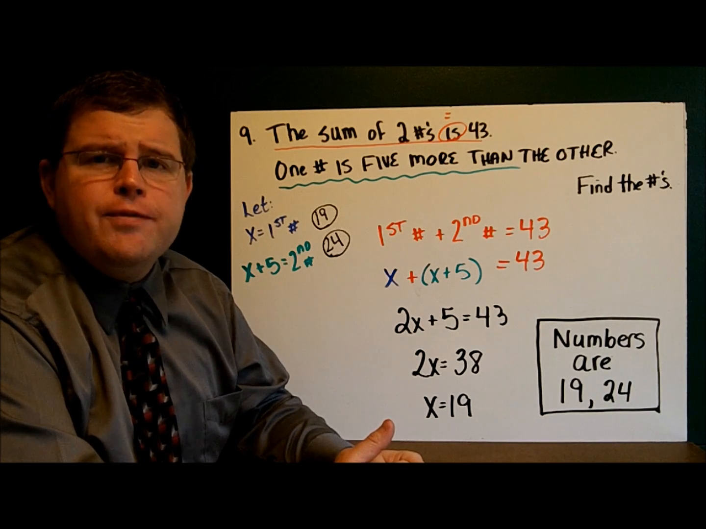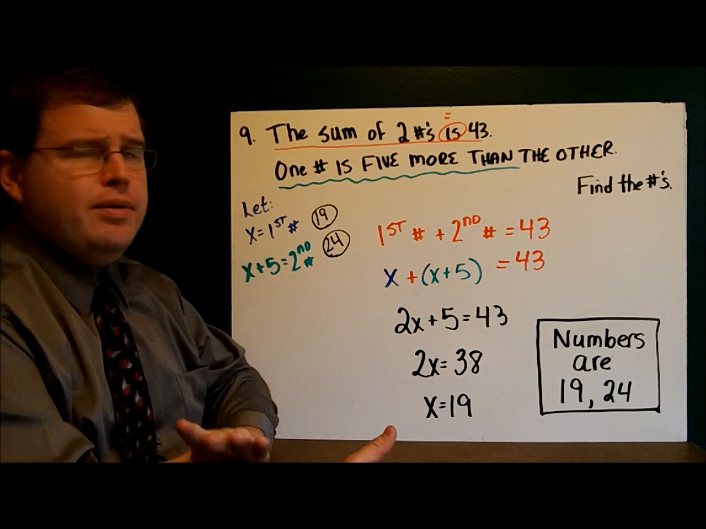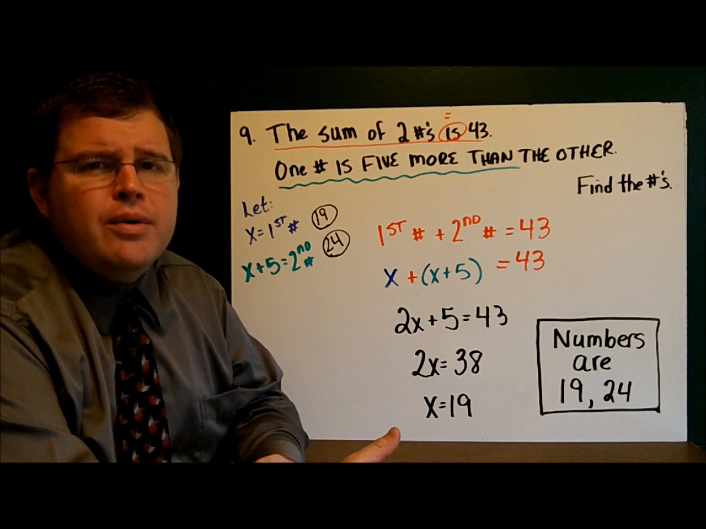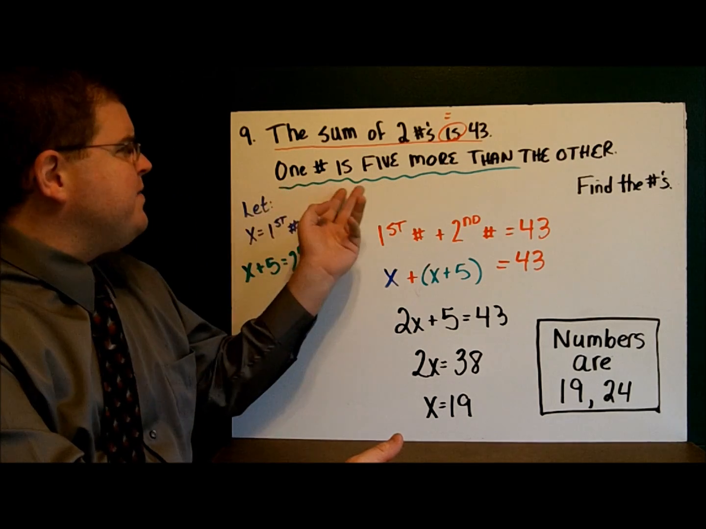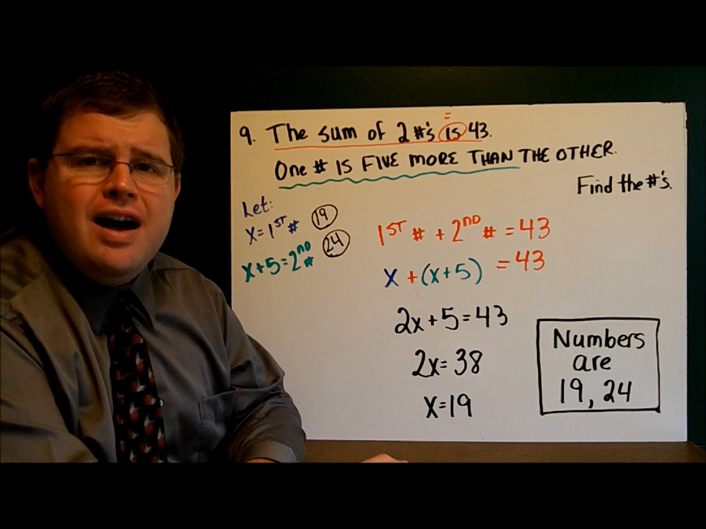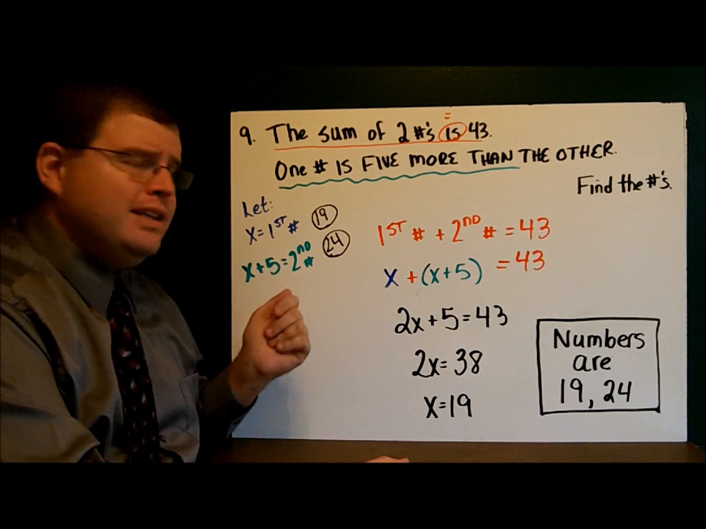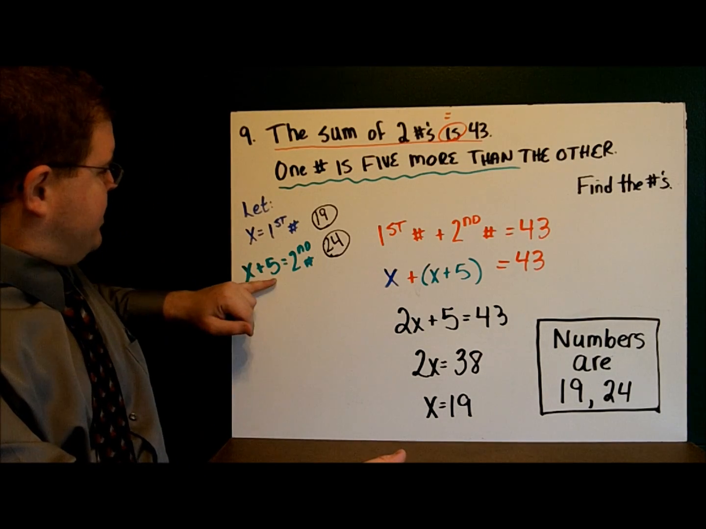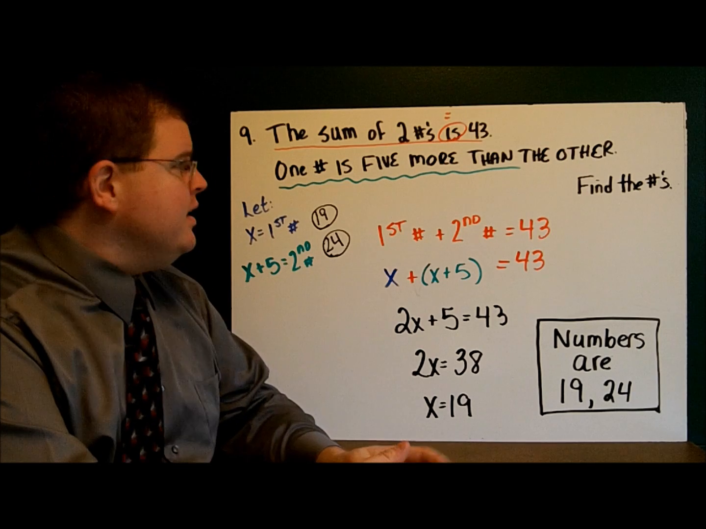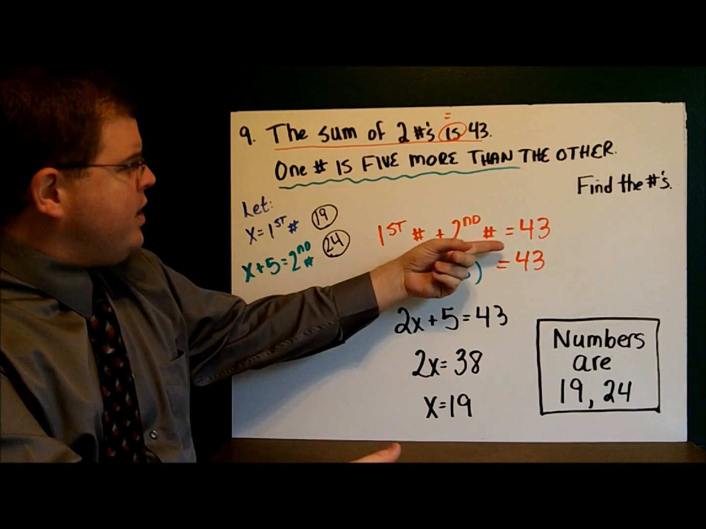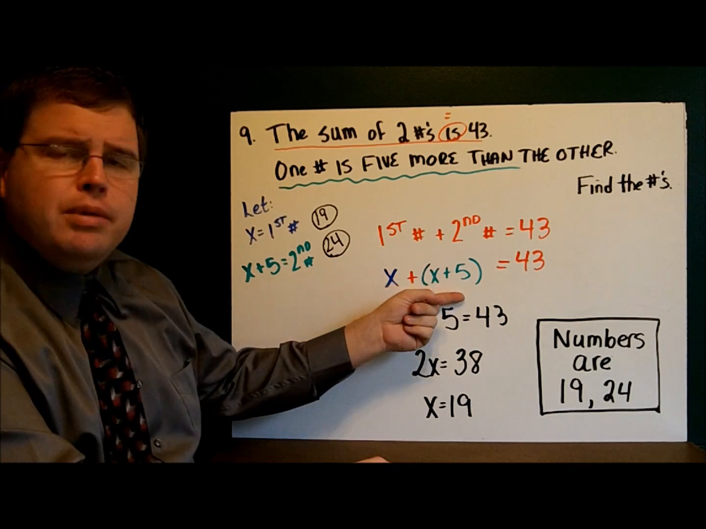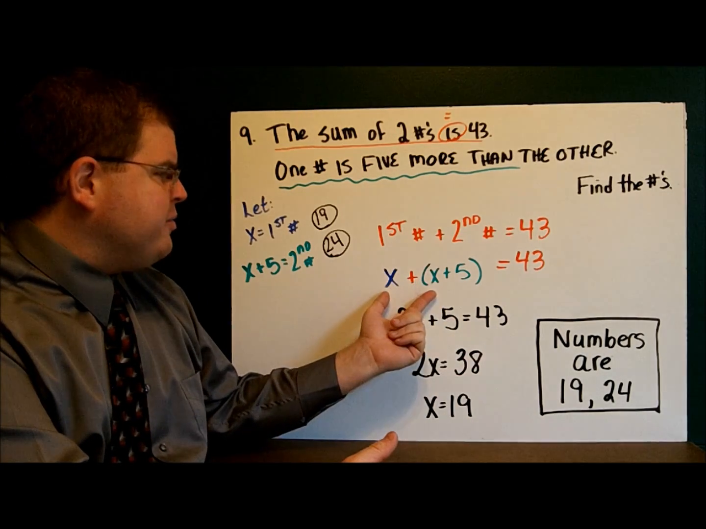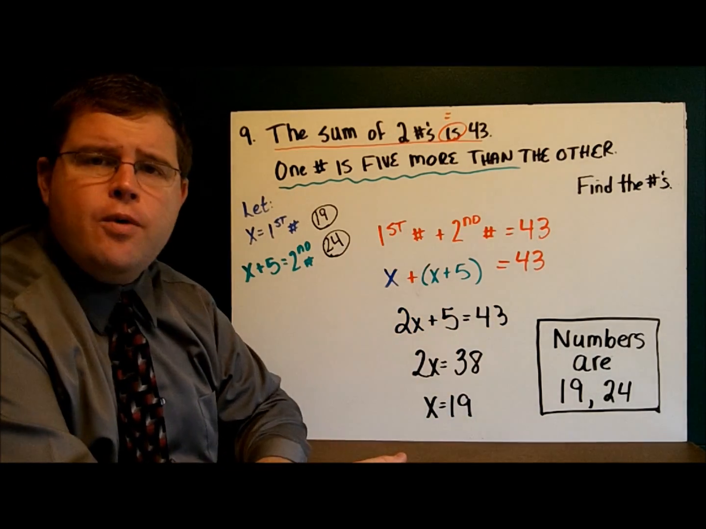One number is 5 more than the other. Find the numbers. So we're looking for 2 numbers. The first number we know nothing about. We'll call it X. The second number we don't know very much about. All we know is it's 5 more than the other. Well, if the first one is X, the second one is 5 more, X plus 5. So here's my first number, here's my second number. And since the sum of the 2 numbers is 43, the first number plus the second number equals 43. Now, that gives me 2x plus 5 equals 43.